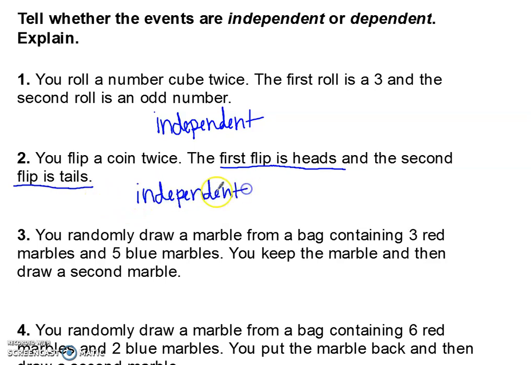Let's look at the other case here. It says you randomly draw a marble from a bag containing 3 red and 5 blue. You keep the marble and then draw a second marble. So there were 8 marbles in the bag, 3 red and 5 blue. You drew one out and kept it. You put it in your pocket. There are only 7 marbles left in the bag now, and that affects the probability of drawing the second marble. This is an example of dependent events. Because you kept the marble, you changed the outcome.